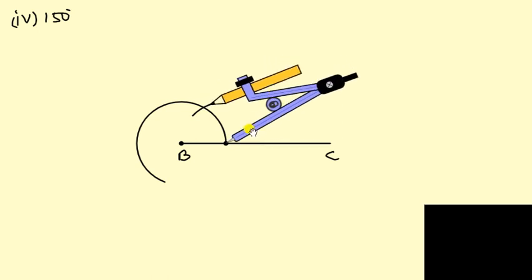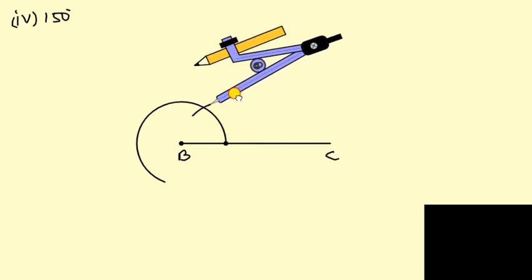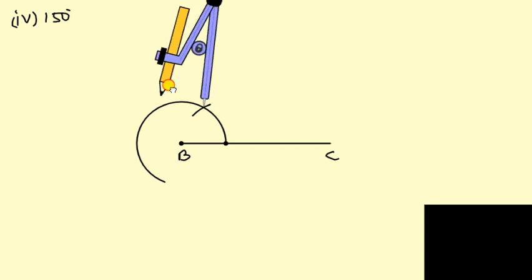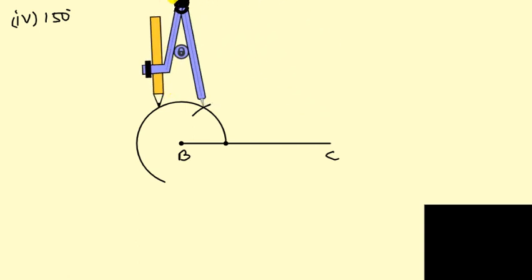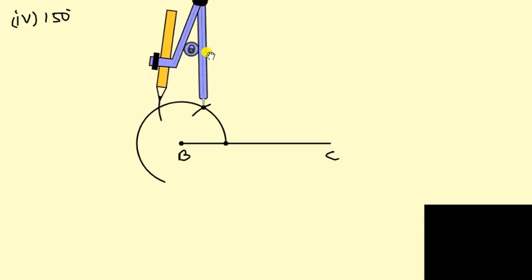So you have to write here 120 degrees. But how can we say it is 120 degrees? With the help of a protractor you can measure the angle. So you can see here it is 120 degrees. It is very clear. So let us do the fourth part of this question.